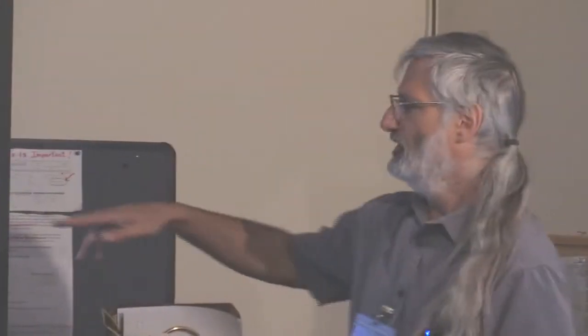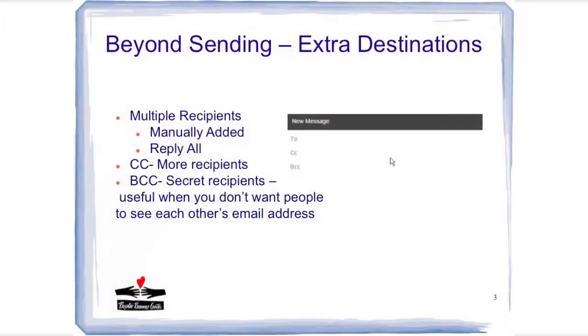Another thing you can do when we're sending: you can send it to an individual recipient. You can send it to multiple people as long as you have their email addresses. You just complete sending one and then either leave a space or a comma or a semicolon and then the email address for the next person. So you can add those manually.